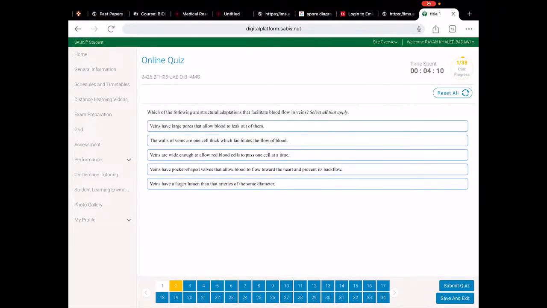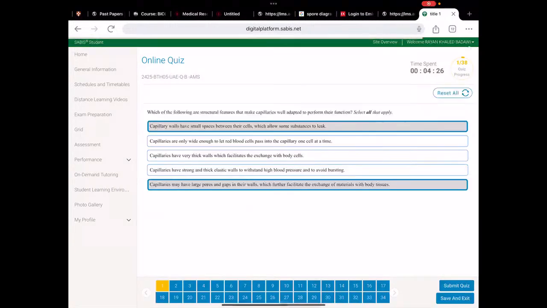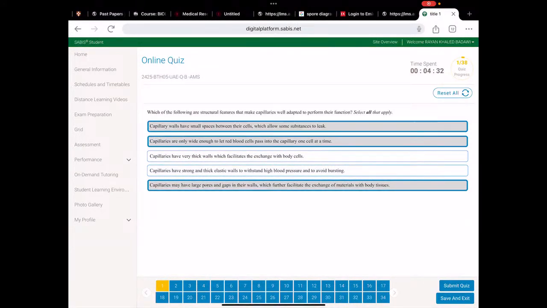Which of the following are structural adaptations that facilitate blood flow in veins? Okay, remember, what did we say veins have? Veins have valves, okay? And we said they're thinner than arteries because they don't... Also the third one, Judy says. Okay, which one is the third one? This one?